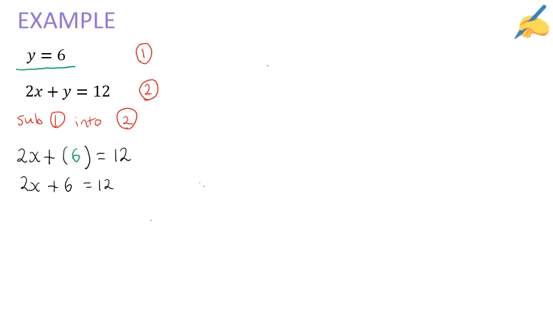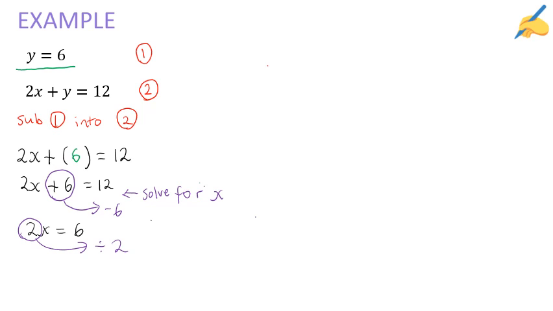My next step is I'm going to solve this equation for x. So solve for x. And how I do that is I'm going to use my inverse operations. So I'm going to subtract this 6 onto this side. So I've got 2x equals 12 minus 6, so 2x equals 6. And then I'm going to divide by 2. So I know that x equals 3. So this is one part of the point of intersection.